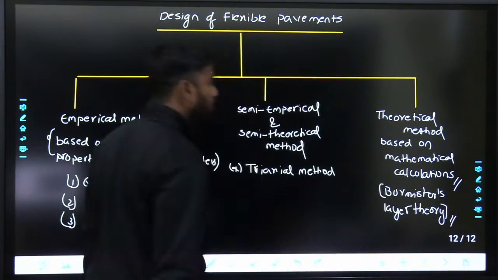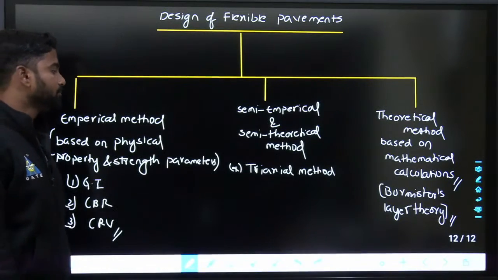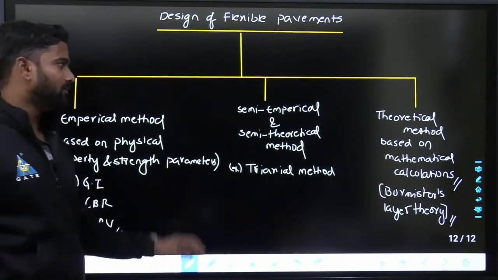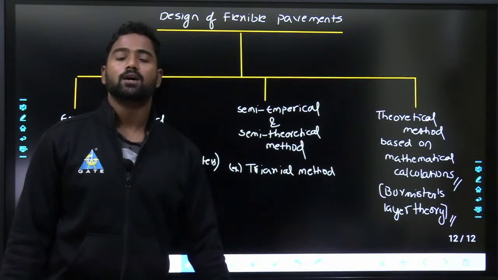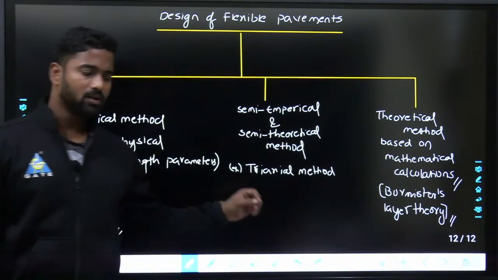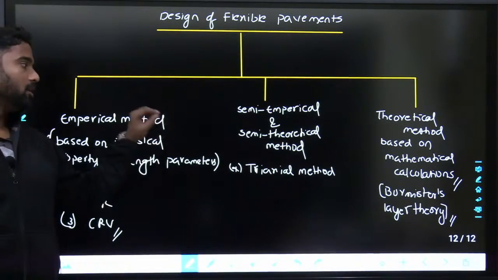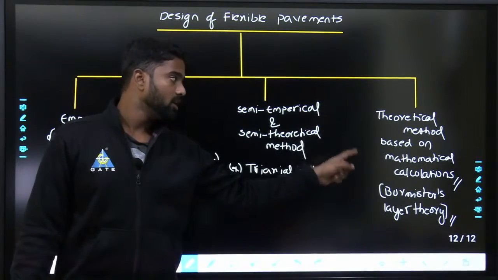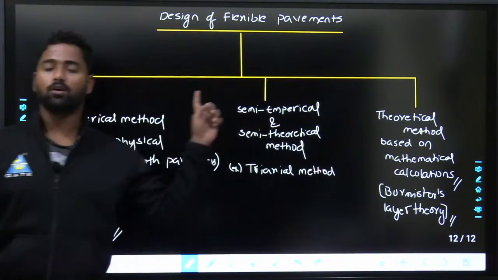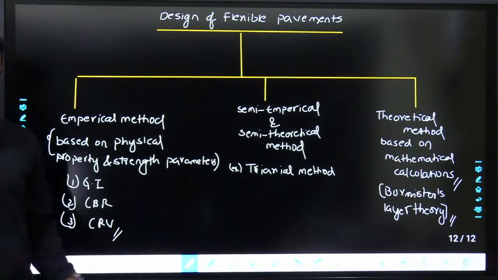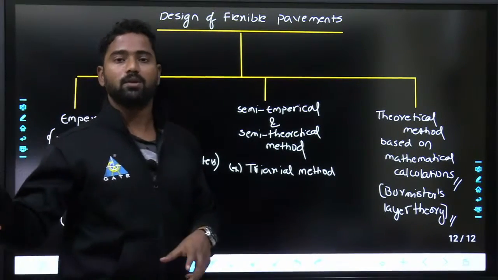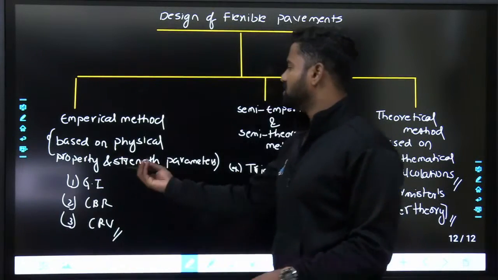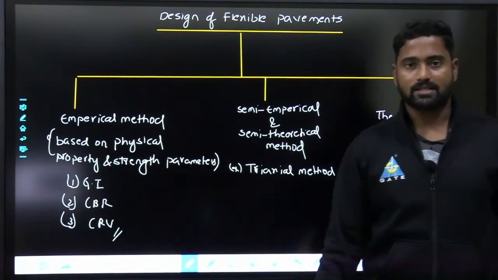So we will see problems on all these types of things. Each and every method will be discussed. The reason I have given this classification is that in the examination they may say empirical method, Burmister's layer theory, which is wrong. The theoretical method is Burmister's layer theory, and all those others come under empirical methods. You should know what the empirical methods and the theoretical methods are.